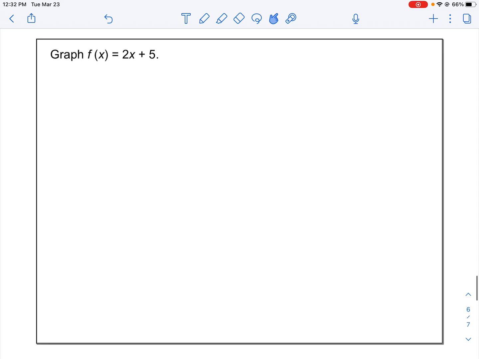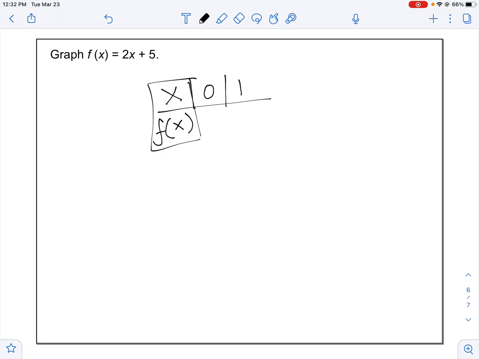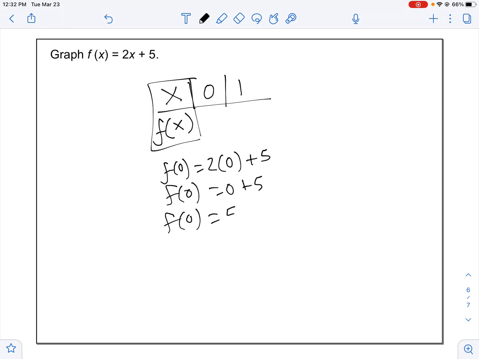And then the last thing is to graph. When we graph, we're just choosing some x's. I always choose 0 and 1. Then we're plugging them in for f of x. So this first one would be f of 0 equals 2 times 0 plus 5. So f of 0 equals 0 plus 5. So f of 0 equals 5.